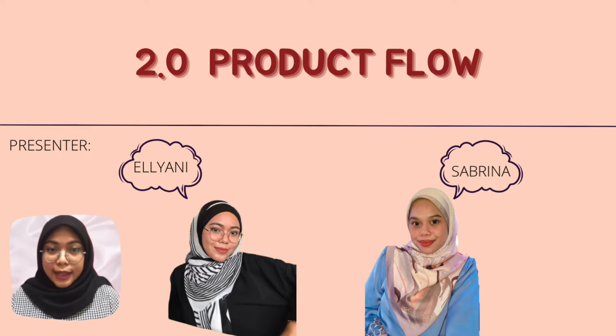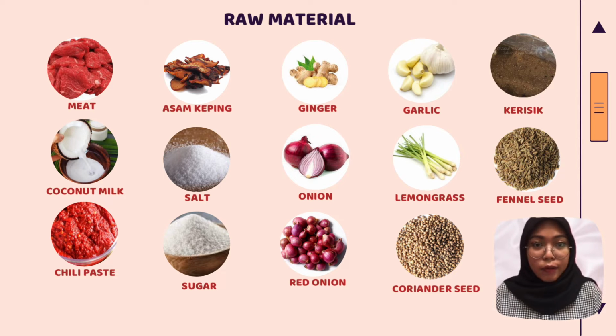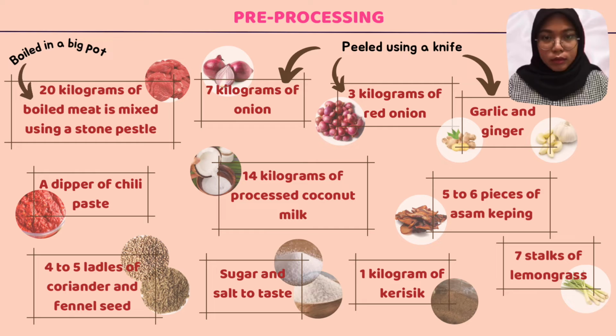Now, me, Eliani, and my partner Sabrina will explain more about the product flow. There are 14 raw materials we use to make serunding daging. The raw materials are meat, coconut milk, chili paste, asam keping, salt, sugar, ginger, onion, red onion, garlic, lemongrass, coriander seed, kerisik, and fennel seed.